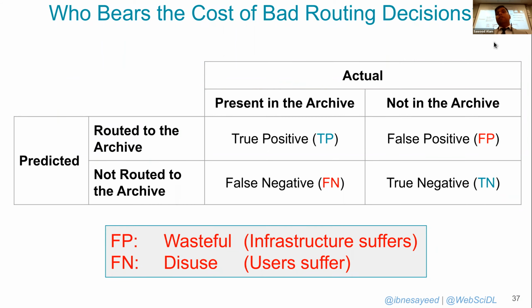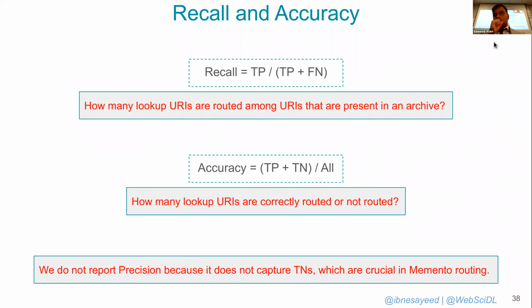False positives are wasteful, and this hurts infrastructure, all the way from archives to aggregators to users and everything in between. False negative, on the other hand, is when mementos were present in the archive, but they were not routed there. So it's a discovery problem, a disuse issue. False negatives are more dangerous. They are not good for users.